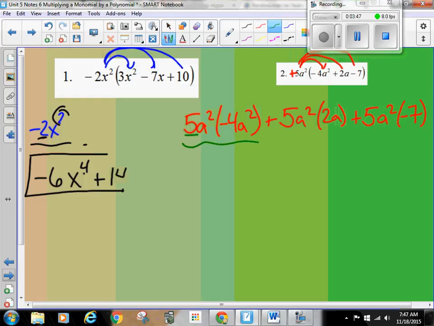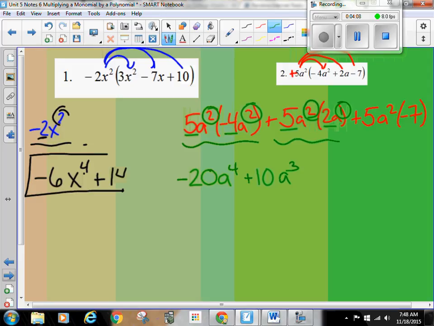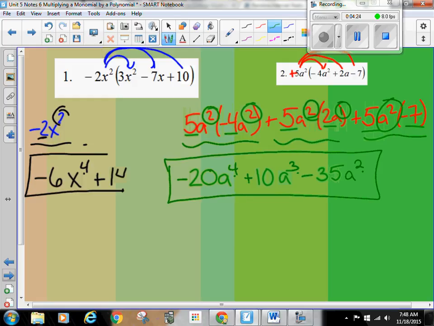All right, so we take our coefficients. 5 times negative 4 gives us negative 20. I'm going to add my exponents, a to the 4th. Okay, now my next two. 5 times 2 gives me 10. My exponents, squared and 1 gives me a to the 3rd. Okay, and then my last two terms, 5 times negative 7 gives me negative 35. And then I just have my a squared. All right, so take a look. My exponents are in descending order, so then my solution.